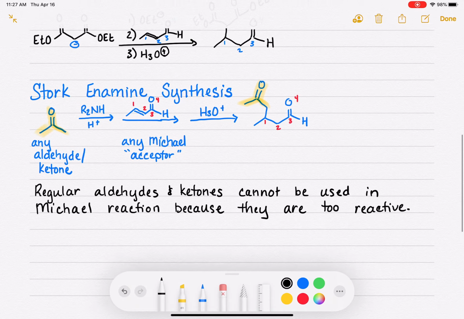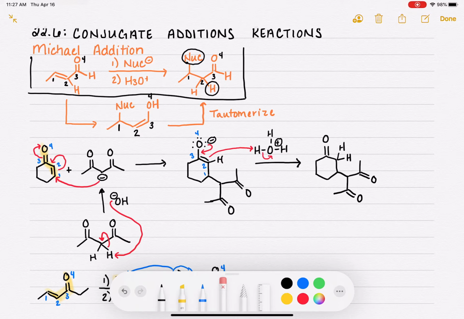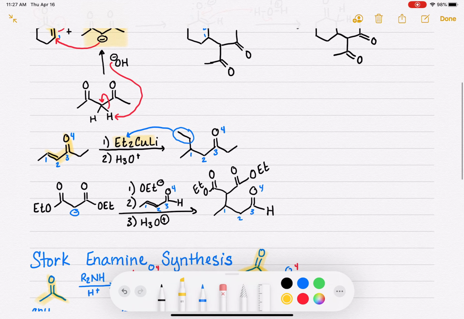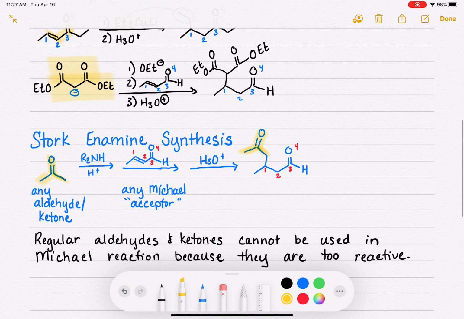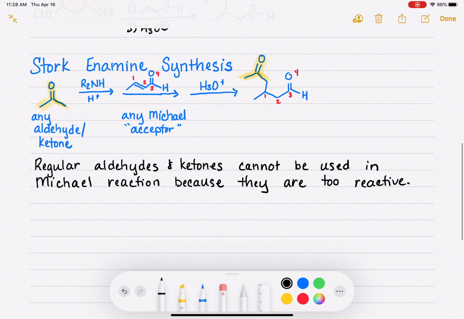So let's scroll back up to the regular Michael reaction. In the regular Michael reaction, the nucleophile that we're looking at is a negatively charged nucleophile. And here it is, here's one version of it. So it's an enolate. In all of these reactions, negatively charged nucleophiles, an enolate. So if we had a regular aldehyde or ketone and we converted it to an enolate, that enolate from a regular aldehyde or ketone is too reactive for the standard Michael reaction. Instead of going after carbon number 1, they would react with the carbonyl carbon.